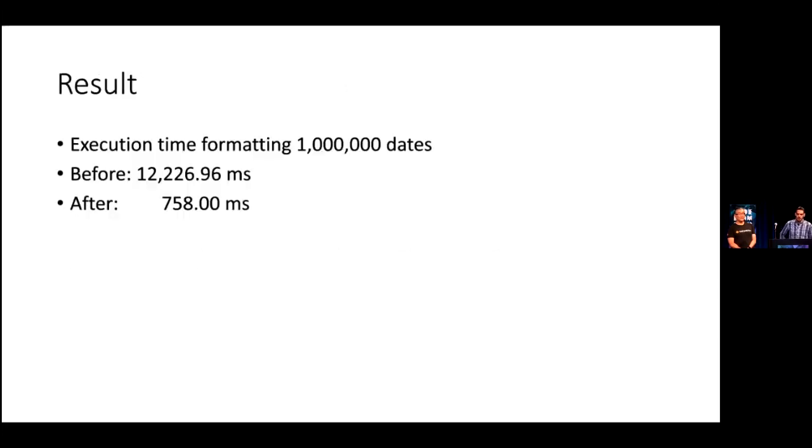So after doing that, we wanted to capture the improvement that we could get. We tried to format 1 million dates. Before any optimizations, we used to spend 12,000 milliseconds to format 1 million dates. And after refactoring the helper function, we improved the execution time. And the execution time was dropped to 758 milliseconds.